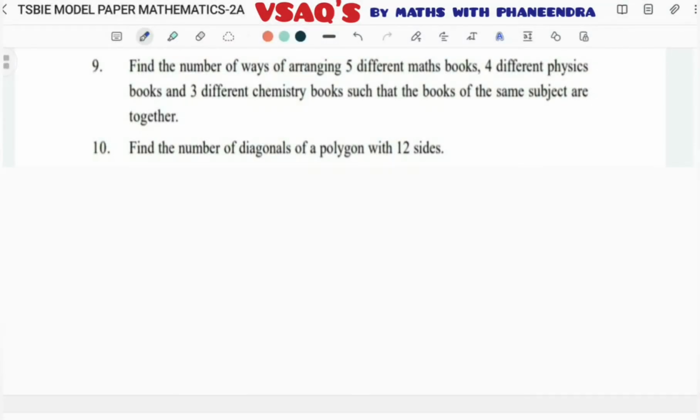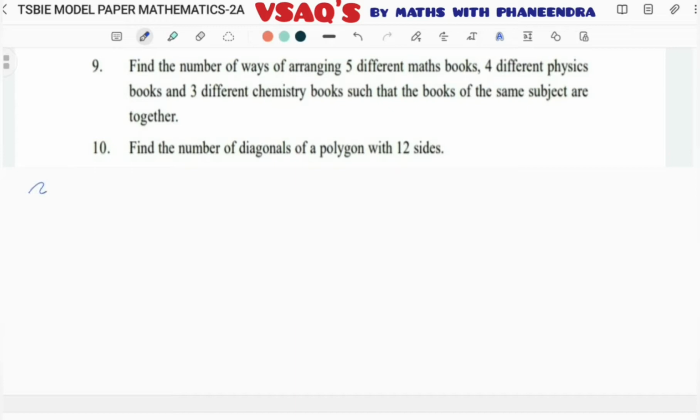Question number 9. Find the number of ways of arranging 5 different mathematics books, 4 different physics books and 3 different chemistry books, such that the books of the same subject are together. So books of the same subject together means we have to consider them as one unit. Set of mathematics books 1 unit, set of physics books 1 unit, set of chemistry books 1 unit. Like this way we can make it.